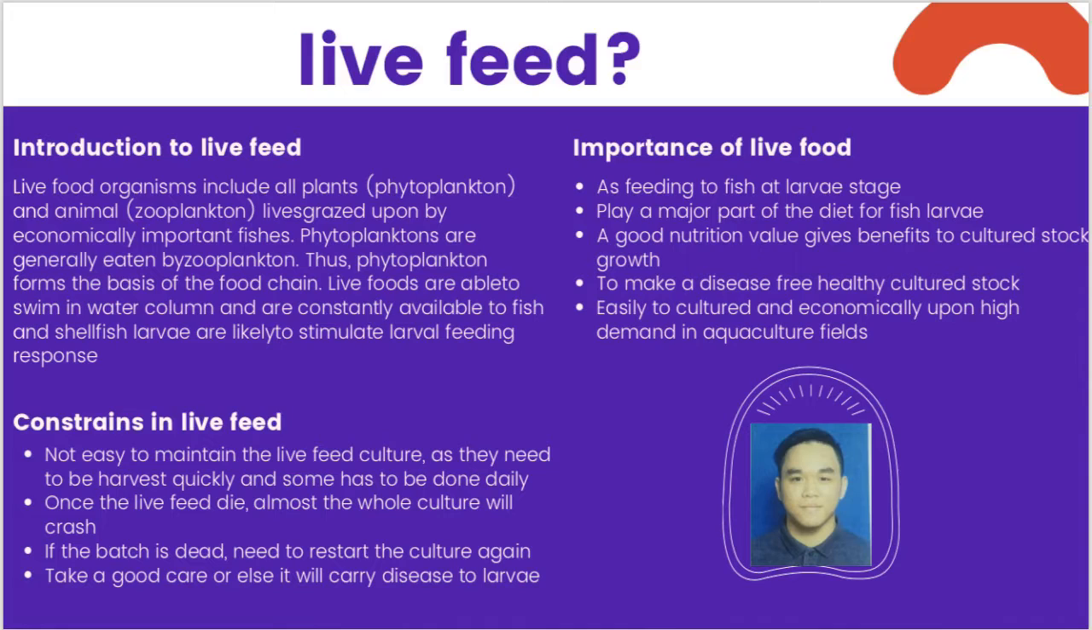So, what is live feed? Live feed is actually small organisms, including all phytoplankton and zooplankton, grazed upon by economically important fishes. Phytoplankton are generally eaten by zooplankton. Thus, phytoplankton form the basis of the food chain. Live food are able to swim in the water column and are constantly available to fish and shellfish larvae, and to stimulate the larvae feeding response.